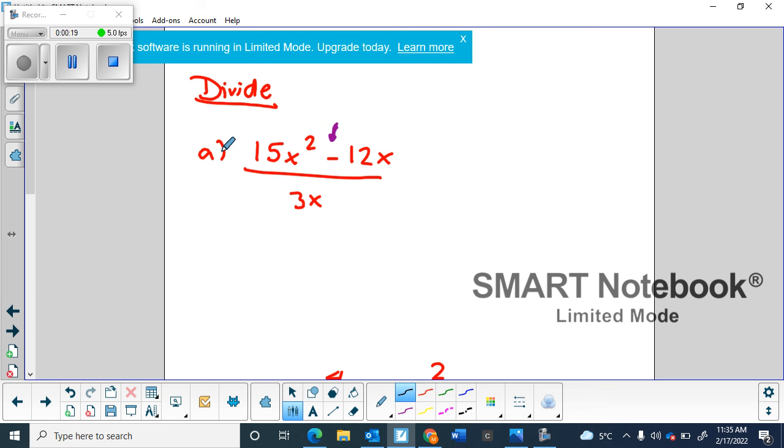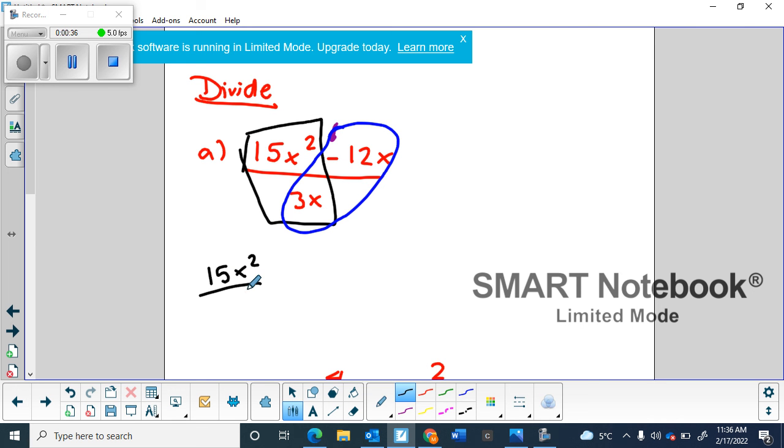So we're going to take the first term and combine it with the bottom. And then we're going to take the second term, remember, take the sign in front of it, and combine that. And so that's going to break this up into two questions: 15x squared over 3x and negative 12x over 3x. And now we solve it the exact same way we did the first chapter.